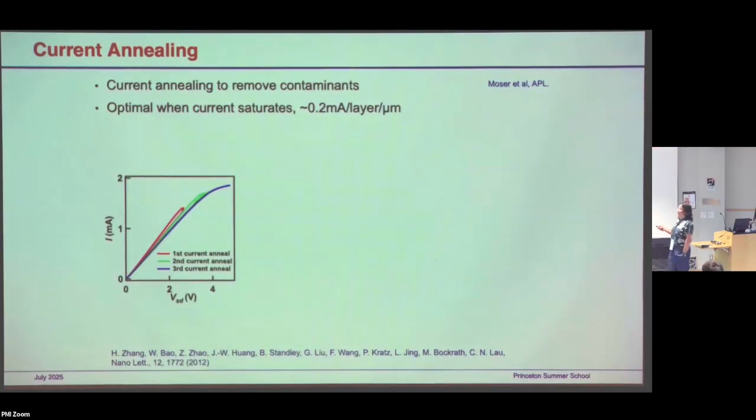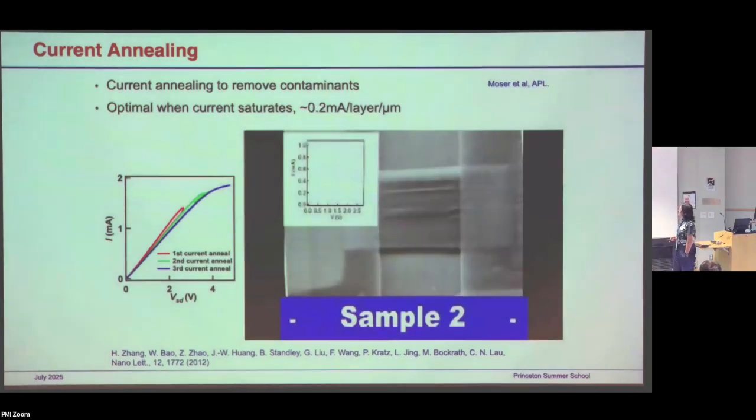Okay, and since we do multiple lithographies, you have a lot of chemical residues from all the resists. So what we do is current annealing, which means we carefully ramp up the bias and measure the current, and actually do this several times, back and forth, until we see this kind of curving over. The current starts to saturate, and that usually tells us it's a good point to stop.